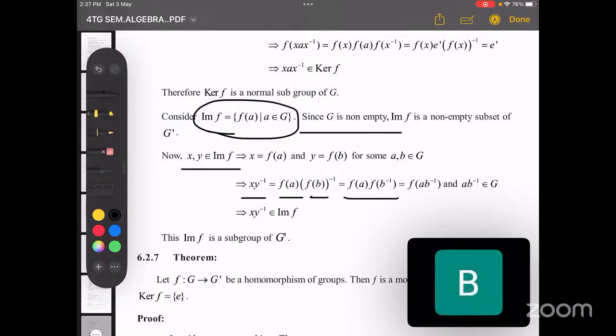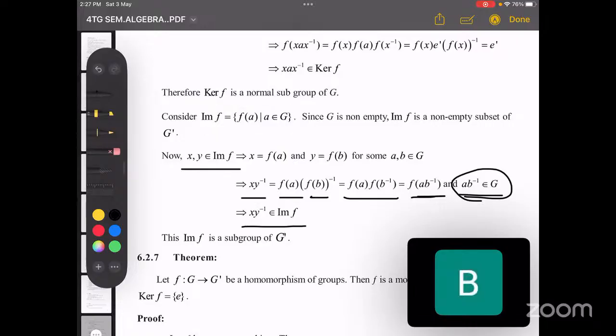And this AB inverse belongs to G. So AB inverse belongs to G means it is satisfying the condition of subgroup. So this implies XY inverse also belongs to image of F. Thus, image of F is a subgroup of G dash. So with the help of the subgroup and normal subgroup, like this you can prove the theorem. This is one important theorem.